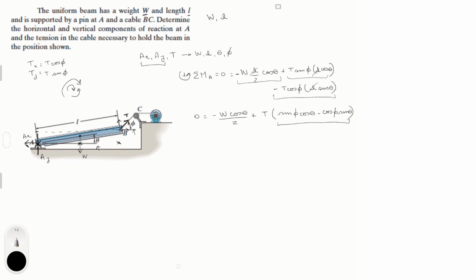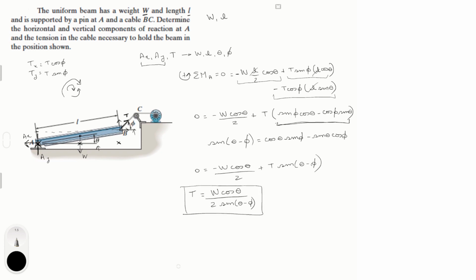Now from trigonometry you know this term, or you should know this term, and if you don't know this term, I hope in the exam the teacher gives you a cheat sheet that gives you this formula that tells you that sine of theta minus phi is equal to cosine of theta sine of phi minus sine of theta cosine of phi, which is exactly this term. So you could rewrite this as 0 is equal to minus W cosine of theta over 2 plus T sine of theta minus phi, which means that if you solve for T, you get that T is equal to W cosine of theta all over 2 sine of theta minus phi.